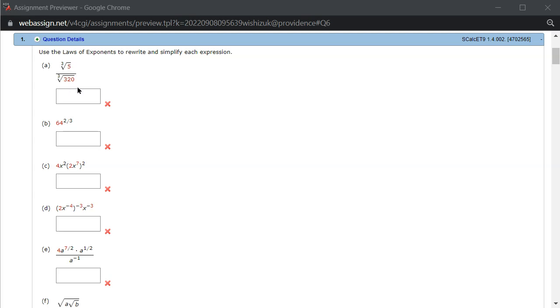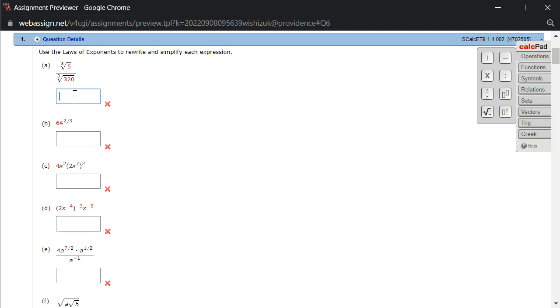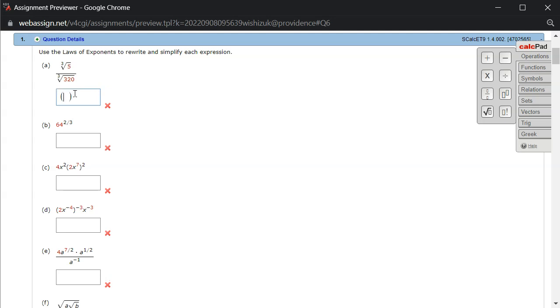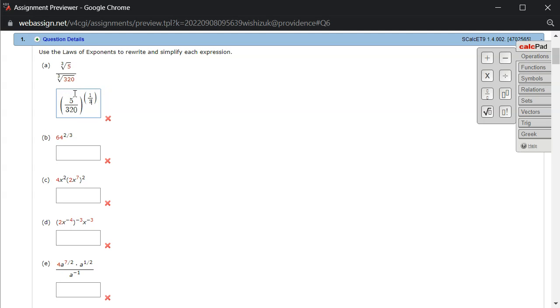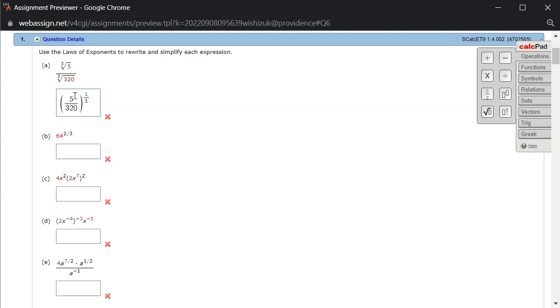Cube root is a 1/3 power. So we're going to just do 5 over 320 and then raise it to the 1/3 power, right? So we have that first. Then after that, we can simplify a little bit more.